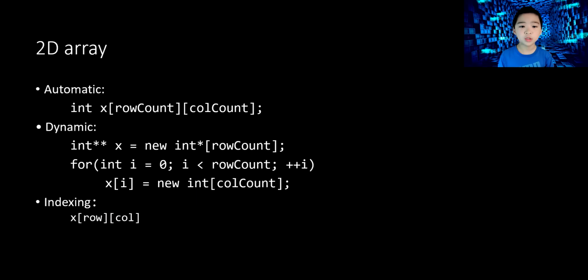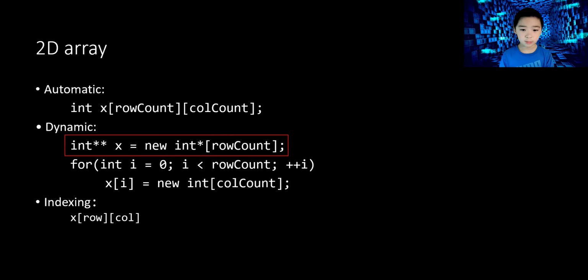So far, we only talked about one-dimensional arrays. Now let's take a quick look at two-dimensional arrays or 2D arrays. 2D arrays are indexed by two indices and are often used to describe a matrix with rows and columns. Similarly, there are two ways to create 2D arrays, automatic and dynamic. In automatic creation, we use two sets of square brackets to define the size of each dimension.